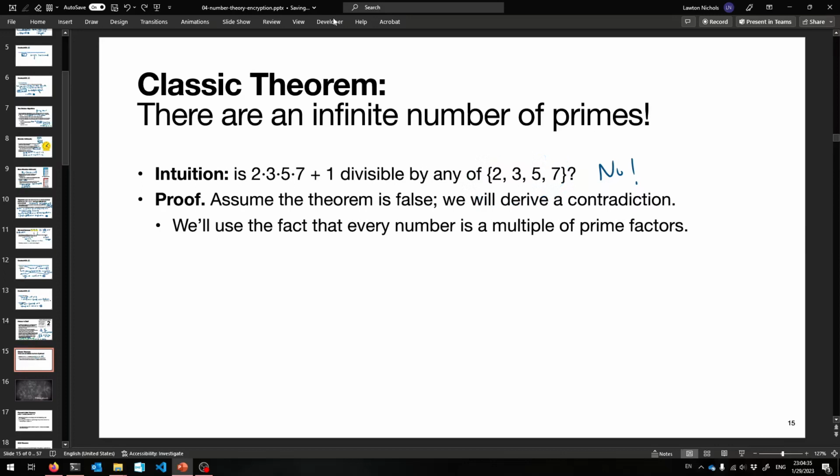So this is a classic proof by contradiction. We want to prove there are an infinite number of primes, so a proof by contradiction starts by assuming the theorem is false. Assume the theorem is false, and we'll find a contradiction. We'll eventually use the fact that every number is a multiple of its prime factors, all right? So assume otherwise. Assume, therefore, that there's a finite number of prime numbers. Assume there are a finite number of primes.